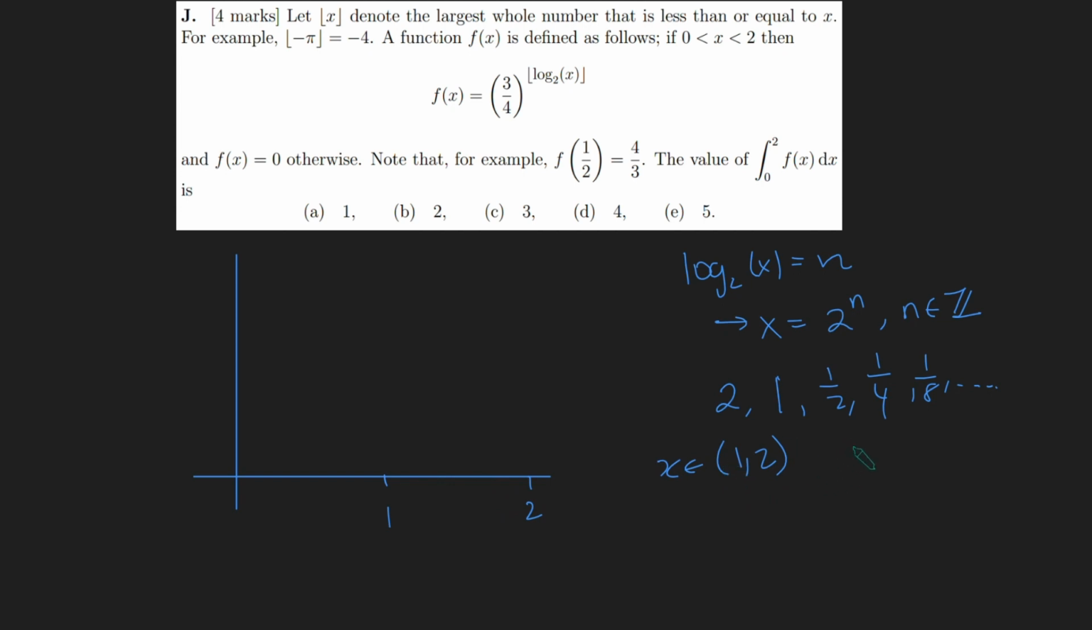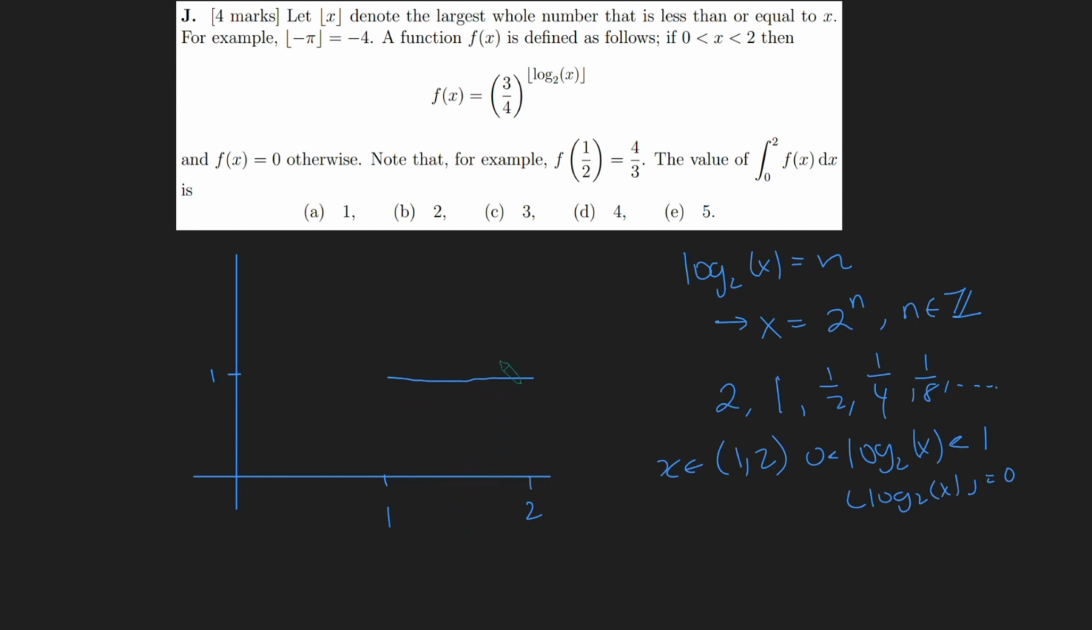Well, then we know that log base 2 of x is between 0 and 1. And so therefore, if I do the floor of that, the floor of log base 2 of x, that's always going to be 0 in this interval. And so 3/4 to the power of 0, well, that's just 1. So my graph is going to look something like that in between 1 and 2.